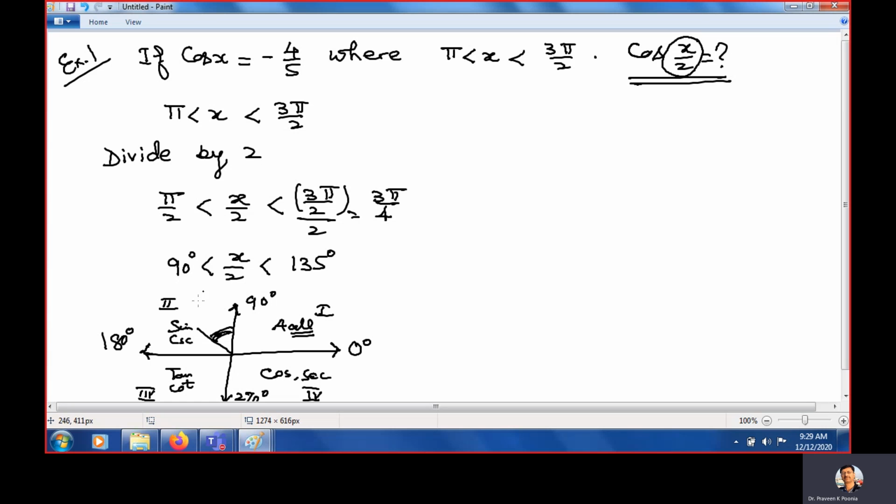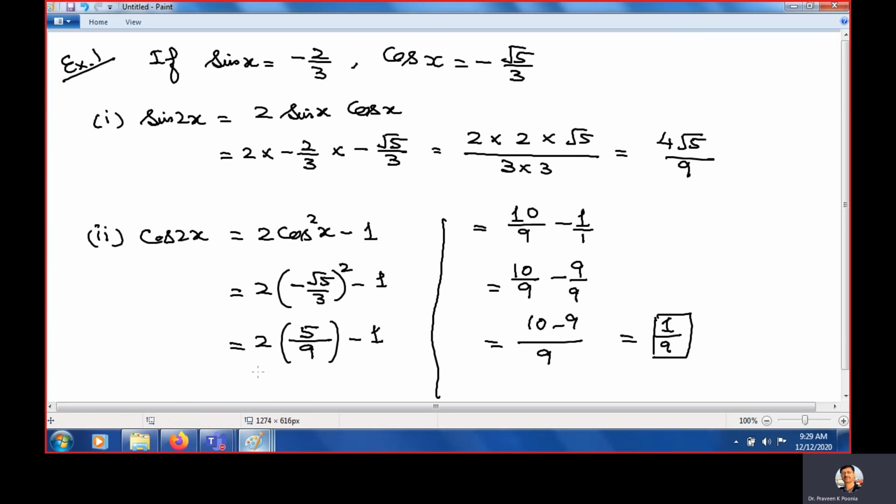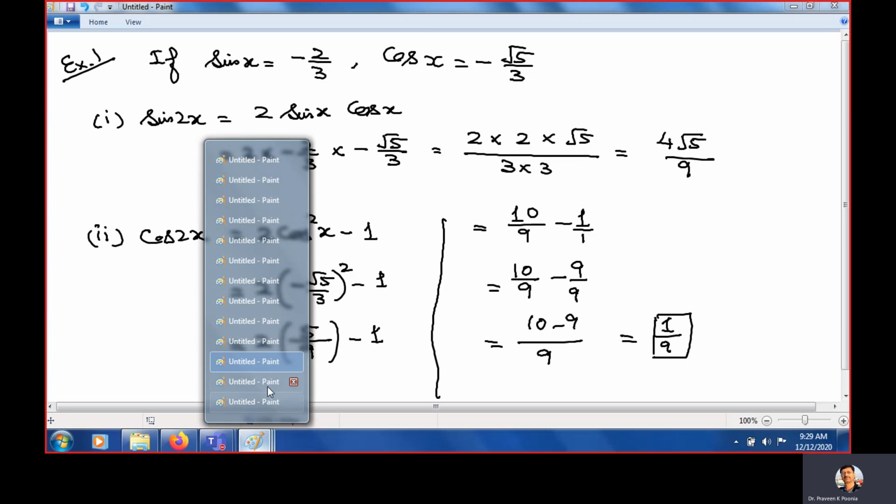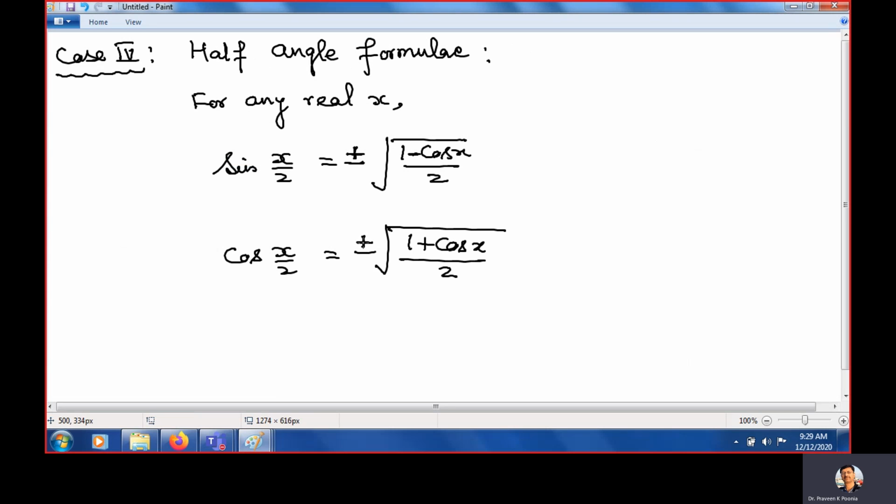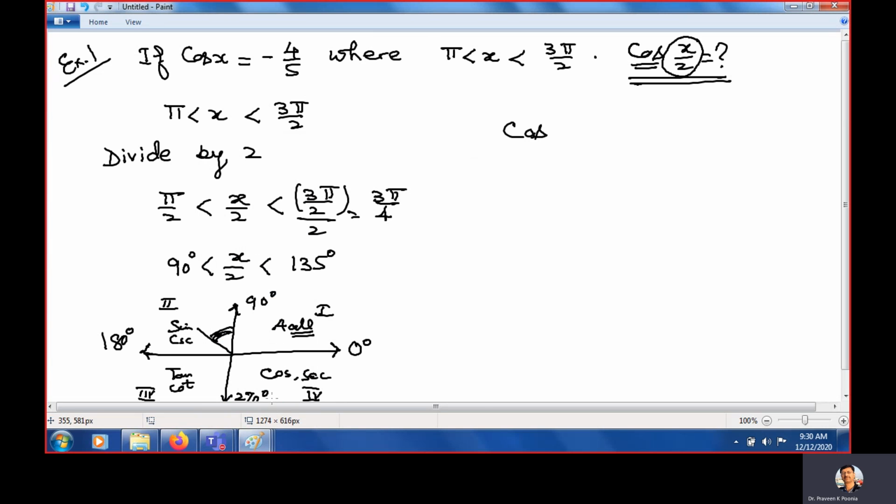Here we are evaluating cosine. Sine and cosec are positive here, which means cosec x is negative. Because cosine x is negative here, when we take the value, we will not choose plus, we will choose minus, because in the second quadrant cosine is negative. Clear? So cos x by 2 we are going to take as negative.